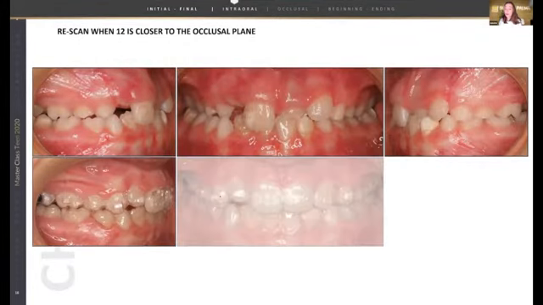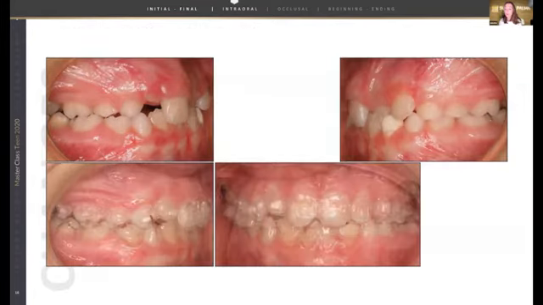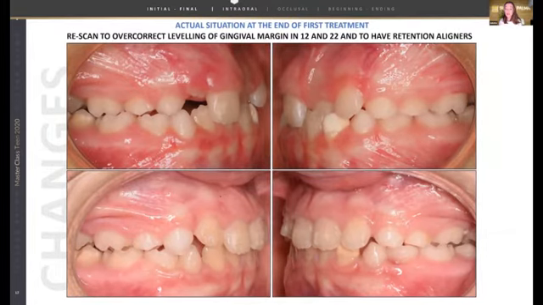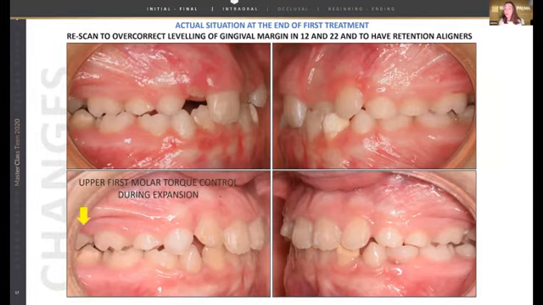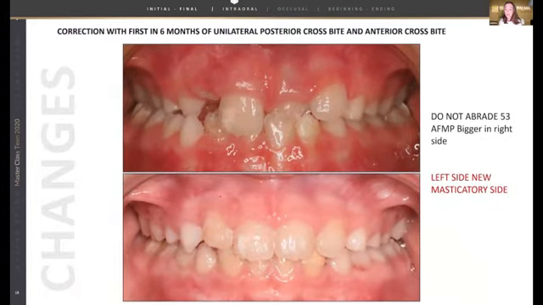You can see the evolution of the patient. We use at first an eruption compensator for the 12. And once we have the lateral incisor erupted, we are going to re-scan again to grab it. This is the final correction, where we can see how we have corrected the posterior crossbite, controlling perfectly the torque of this upper molar. And so you can see here the correction of the posterior crossbite and the anterior crossbite.